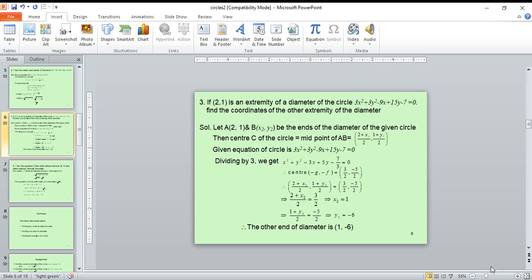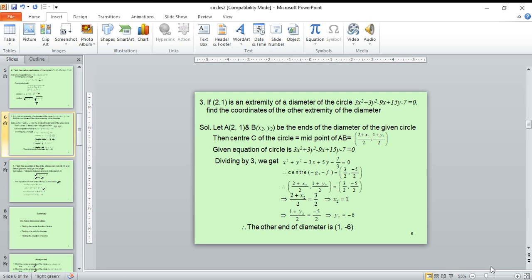Compare the centers: ((2 + x2)/2, (1 + y2)/2) = (3/2, -5/2). So (2 + x2)/2 = 3/2, the denominator 2 cancels, 2 + x2 = 3, so x2 = 1. And (1 + y2)/2 = -5/2, so 1 + y2 = -5, y2 = -5 - 1 = -6. The other end of the diameter is (1, -6).